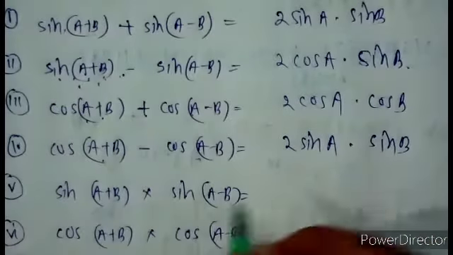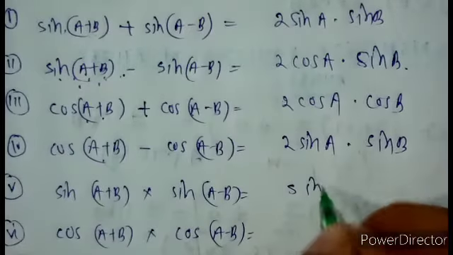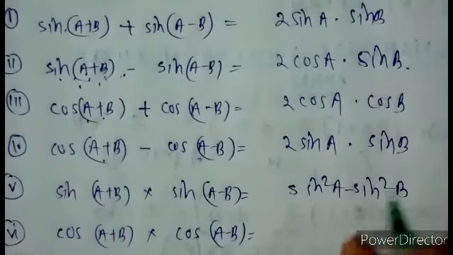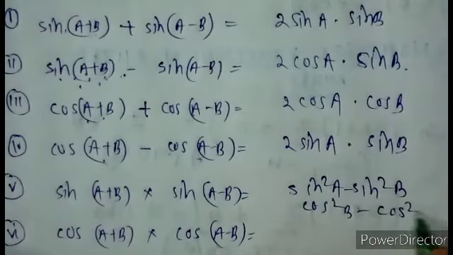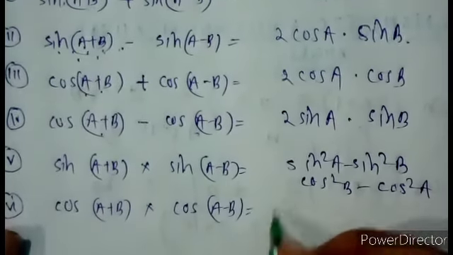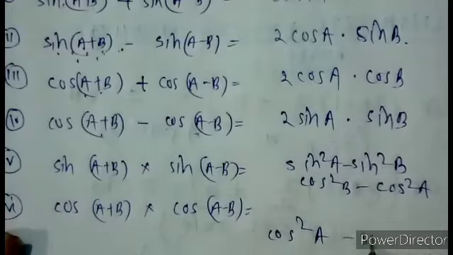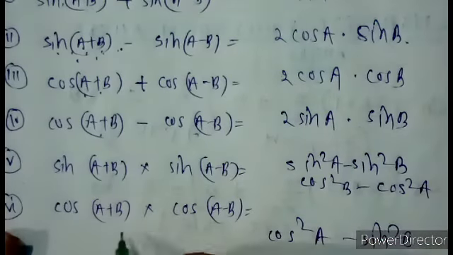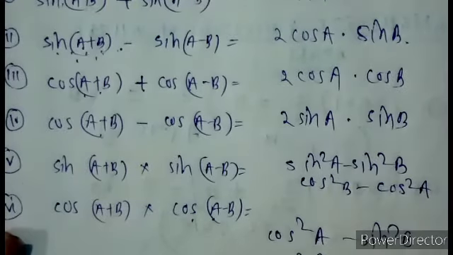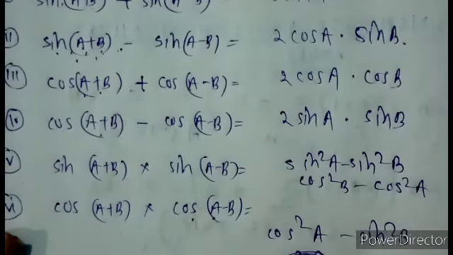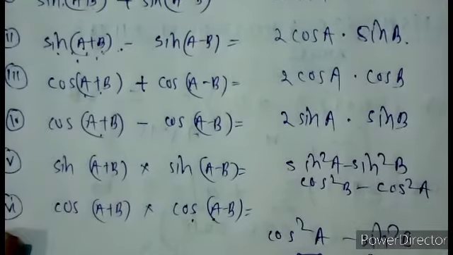Then sin(A+B) multiplied by sin(A−B) is sin square A minus sin square B, or cos square B minus cos square A. Similarly, cos(A+B) multiplied by cos(A−B) is cos square A minus sin square B, or cos square B minus sin square A.